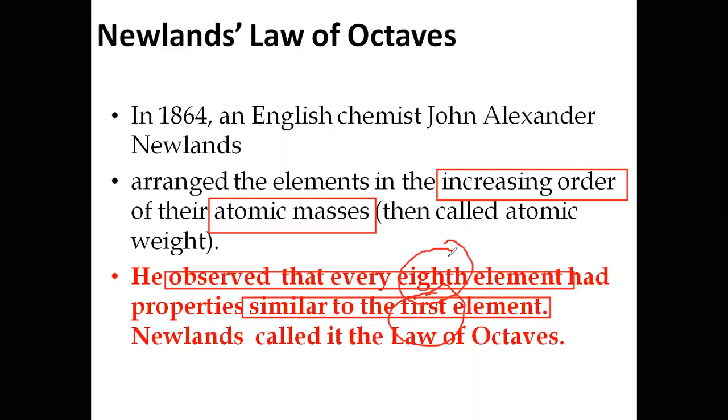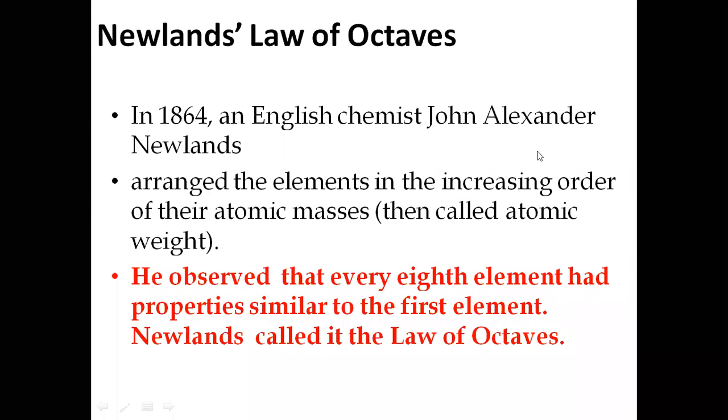So here, 8 is nothing but octave. That's why we have called this law the law of octave. It means the property of the 8th element is similar to the first element. So how did he compare and arrange these elements?